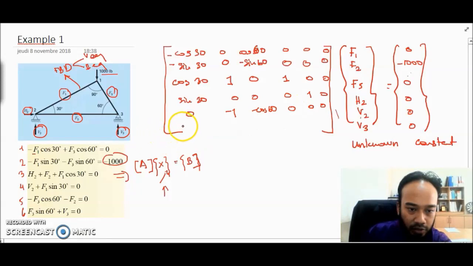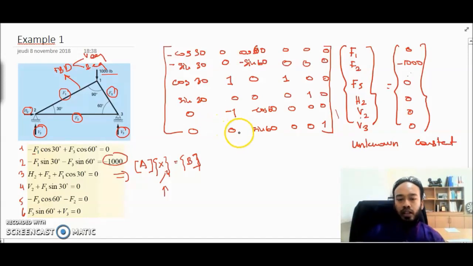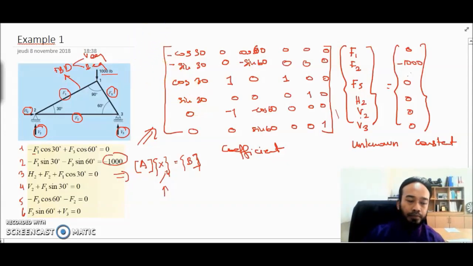And at the end, by now, I think you know how to do it. There's F3 and V3. So F3 is over here. The multiplier is sine 60. And V3 is the end of the line, and the multiplier is 1. And the rest are just 0. So there you go. We got the matrix of the coefficients. So now we have the system of equations written in matrix form.